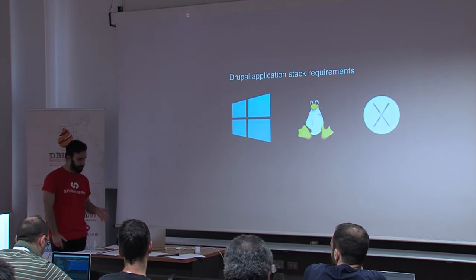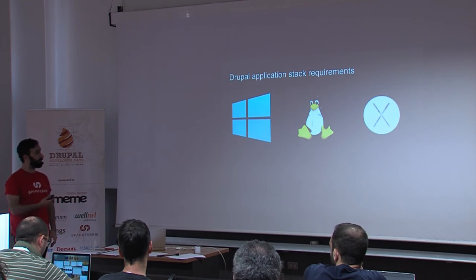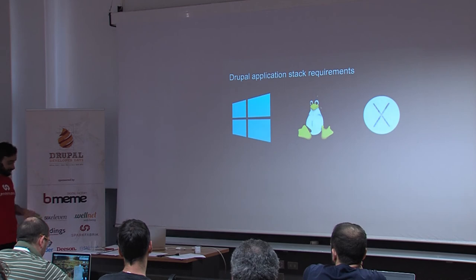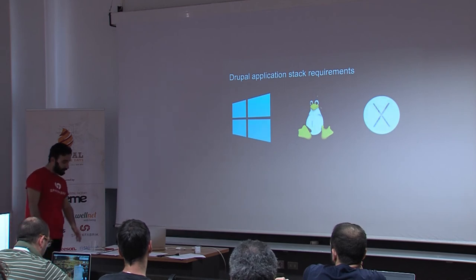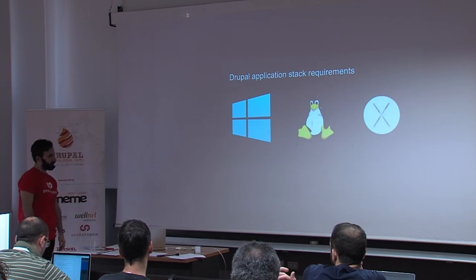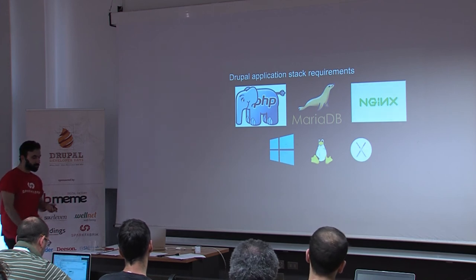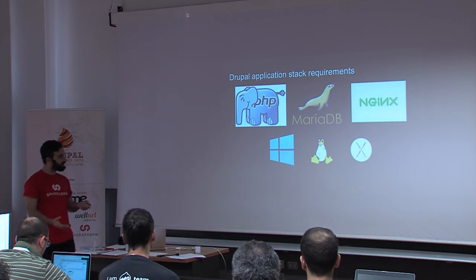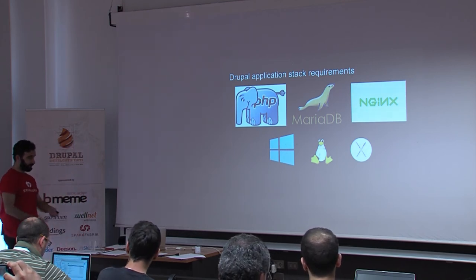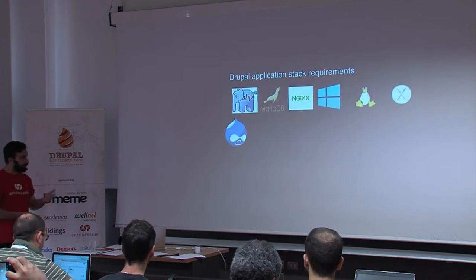But now, let's see how we build a Drupal or PHP application today. We start, of course, using an operating system, which can be a Mac, a Linux, or a Windows. For example, at Sparkfabrik, our developers are using every one of those. And on top of that, you have to install PHP, of course, MariaDB or MySQL as DB server, Nginx or Apache. You can choose what fits better for you. Then on top of that, you start to install Drupal.